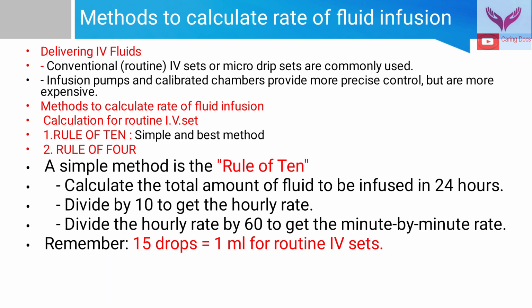We usually follow the rule of 10 or the rule of 4. Rule of 10 is the simple and the best method. Here we calculate the total amount of fluid to be infused in 24 hours. We divide it by 10, then we get the hourly rate of the infusion, and we divide this hourly rate by 60, then we get the minute by minute rate. Just remember that 15 drops in a drip set is equal to 1 ml for routine IV sets. Whatever routine IV sets we use, 15 drops are usually equivalent to 1 ml.